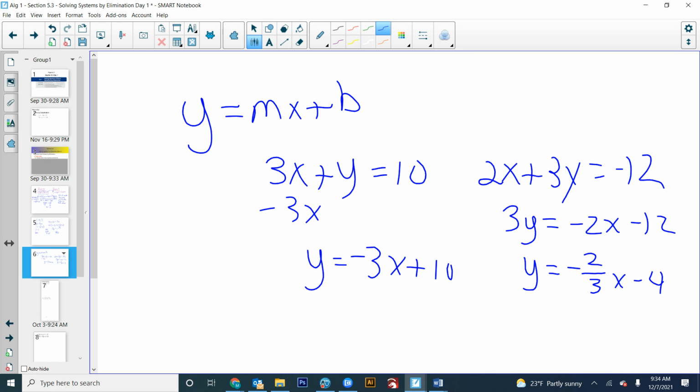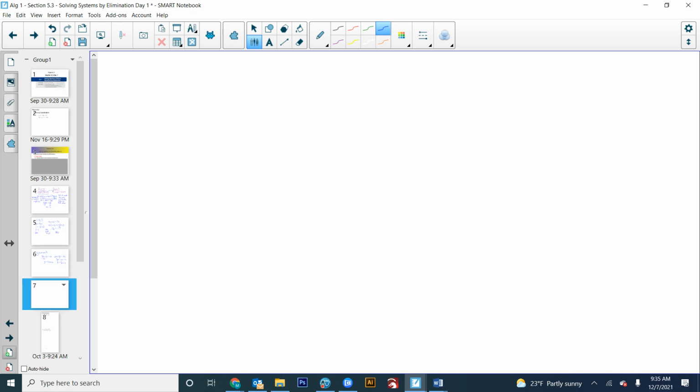All right, now, substitution. Do you want me to do 5 or 6? Pick one. 6? Okay, let's look at 6. I have this, and the second equation was this. Is everybody good? 6y minus 11, and 3x minus 2y is negative 1. That's right.